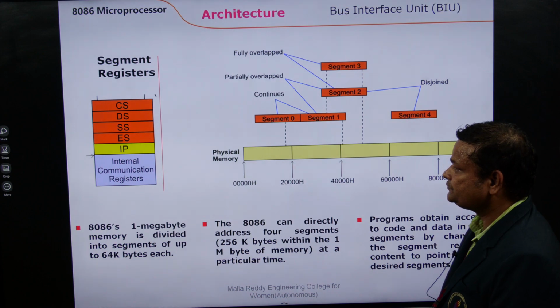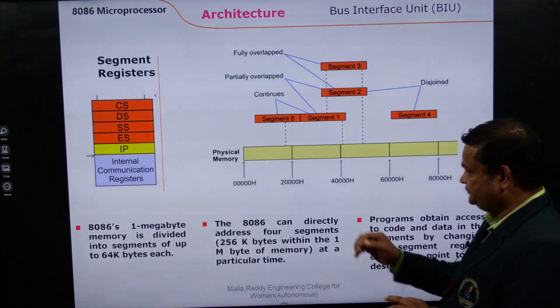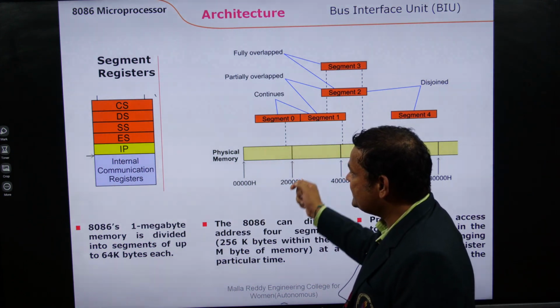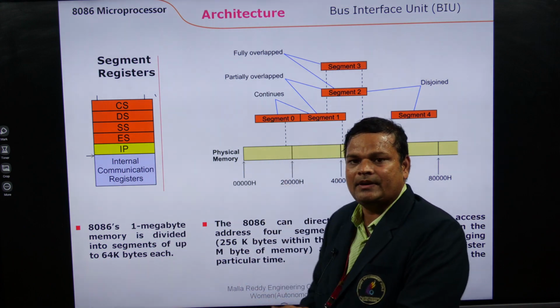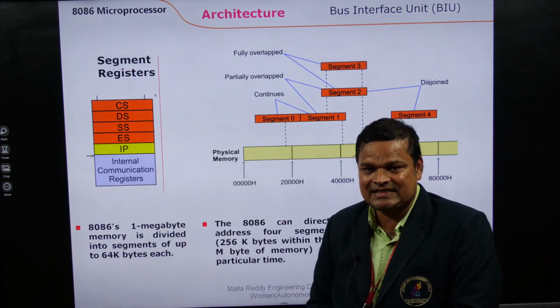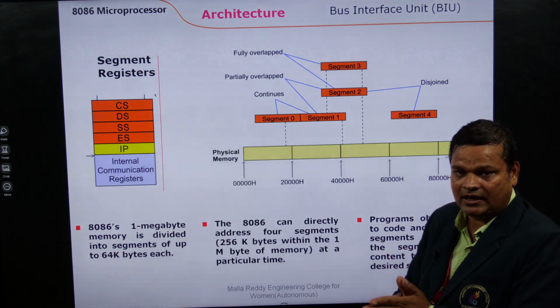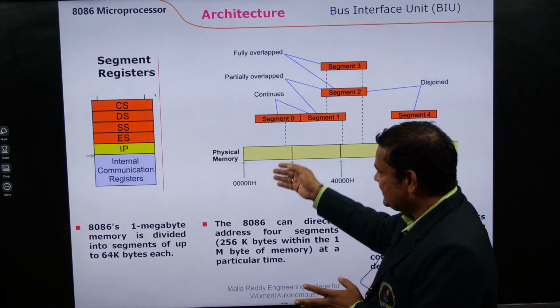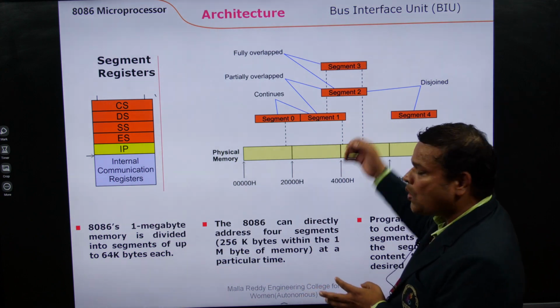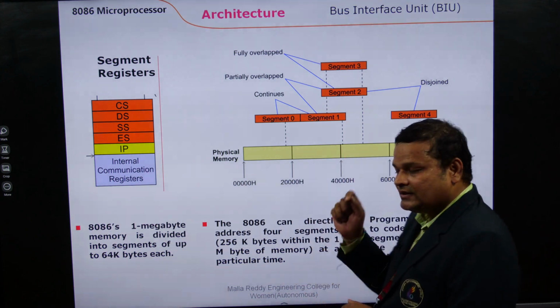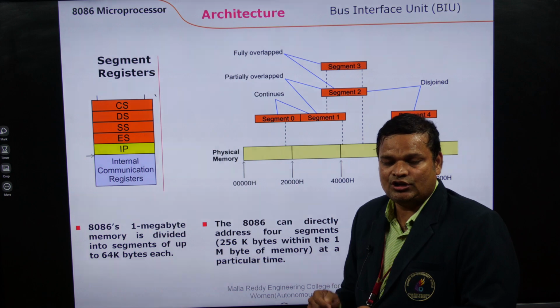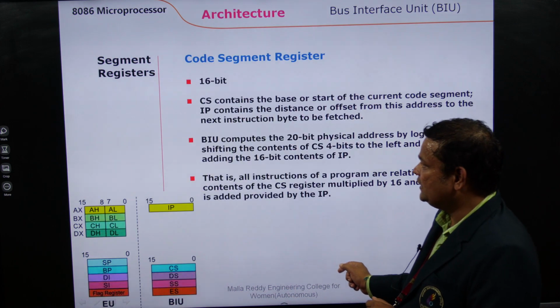Next comes the segments. As we told, the complete 1 MB memory is divided into 64 segments, and depending upon our storage of data, we can use the segments separately or as overlapped segments. But the maximum size of each segment should not cross 64 kilobytes.